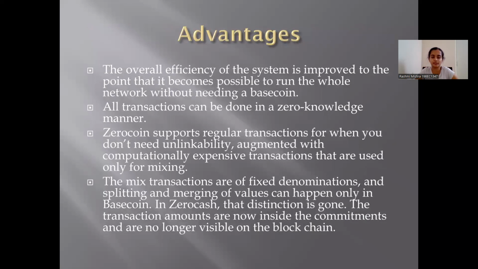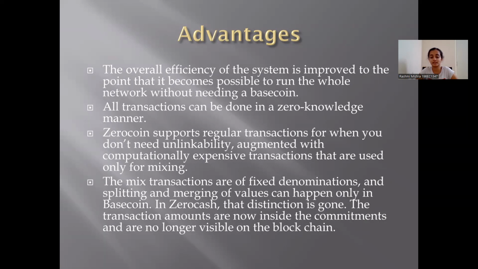Some advantages of Zerocash are listed below. The overall efficiency of the system is improved to the point that it becomes possible to run the whole network without needing a base coin. All transactions can be done in a zero-knowledge manner. Zerocoin supports regular transactions for when you don't need unlinkability, augmented with computationally expensive transactions that are used only for mixing. The mixed transactions are of fixed denominations, and splitting and merging of values can happen only in base coin.